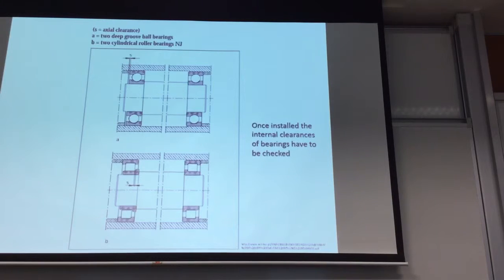Once installed, if you look at your bearing specifications, you should really check for some kind of internal clearances in the bearings. Normally, they'll quote you an axial clearance. They'll also quote you a radial clearance, which is the gap between the ball and the race. Most likely, if your contractor is doing this for you, then you don't have to worry about this.